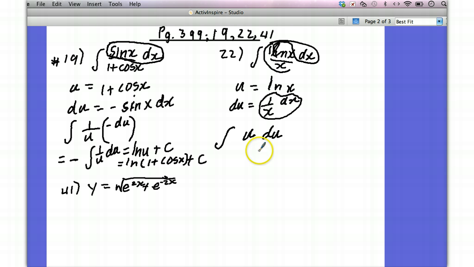Do you like that? Simple integral, right? u squared over 2 this time, plus c is the answer. And u is still ln x as we substitute back in terms of x, plus a constant. Okay? That will be our answer for that one.